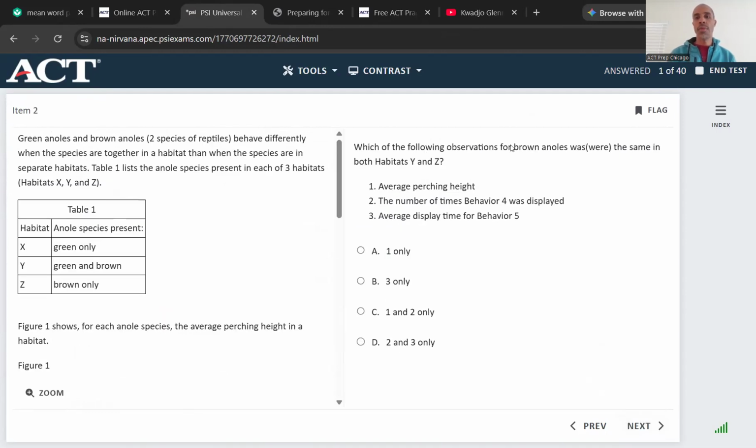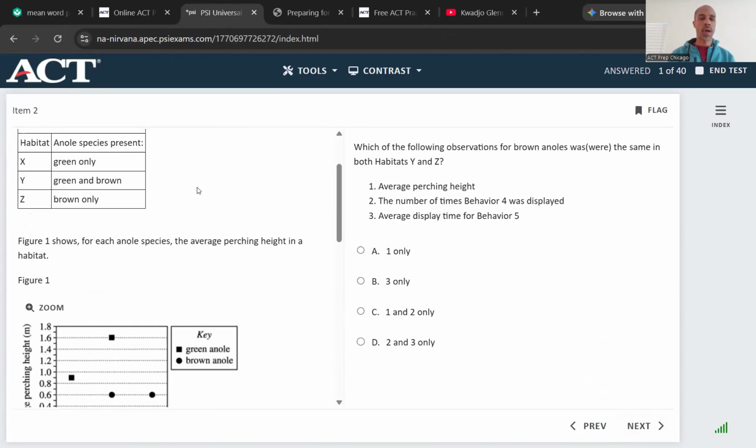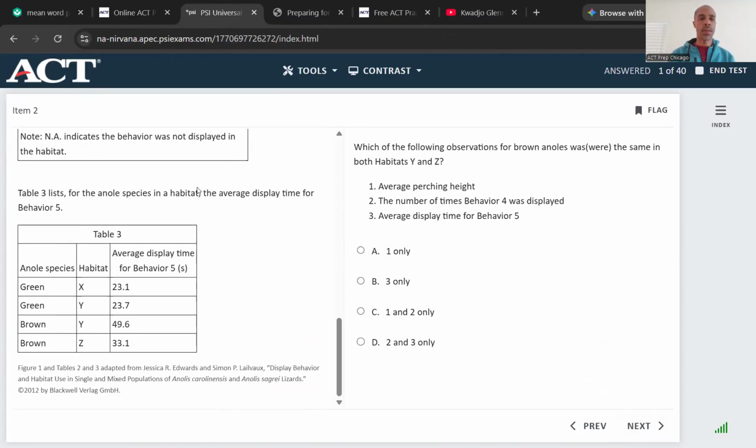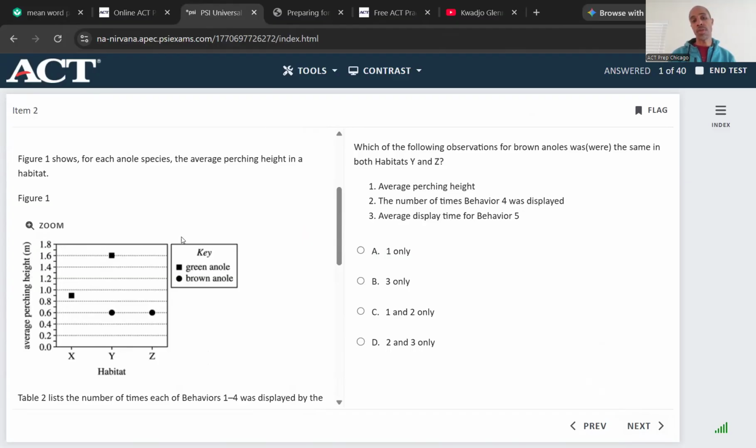Which of the following observations for brown anoles were the same in both? A note: I don't read this or annotate. Some people say read it, annotate. I don't. It's a waste of time. You should go straight to the questions for the science section. Other sections may be different, like the reading. I don't do that with the English, but I read the whole sentence first. But science, go straight to the questions.